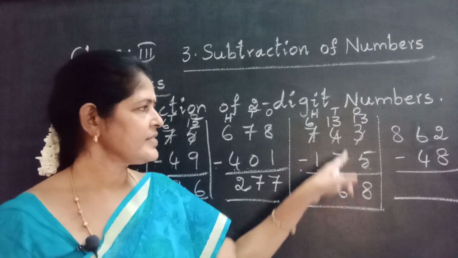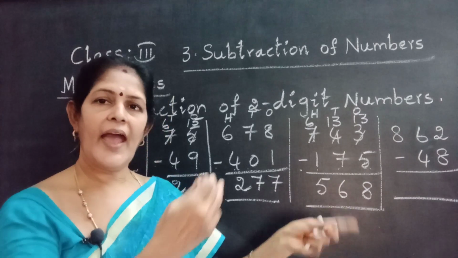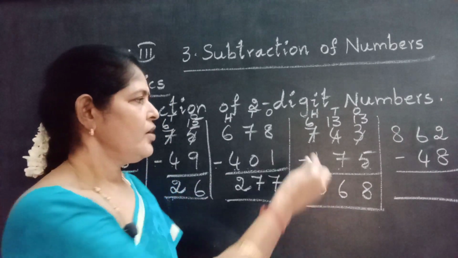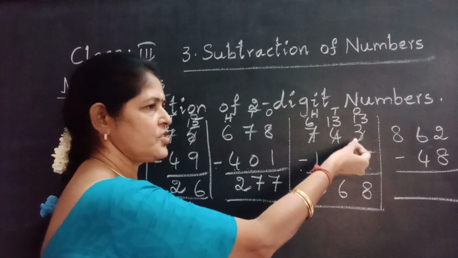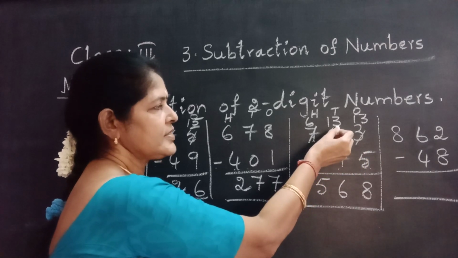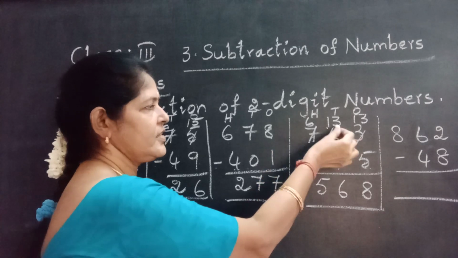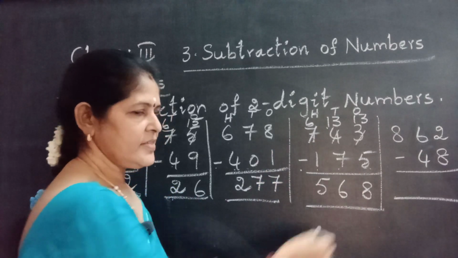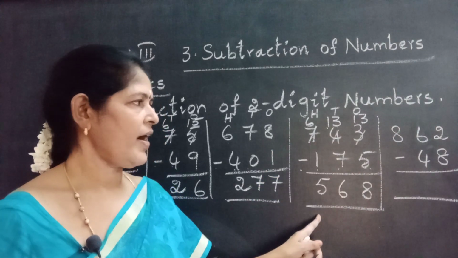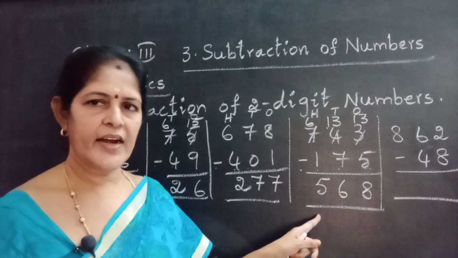Here 3 minus 7 is not possible. Again the borrowing concept. One number moves from hundreds to tens. Then this 3 becomes 13. This 7 changes into 6. Now 13 minus 7, 6. 6 minus 1, 5. Okay, understood?